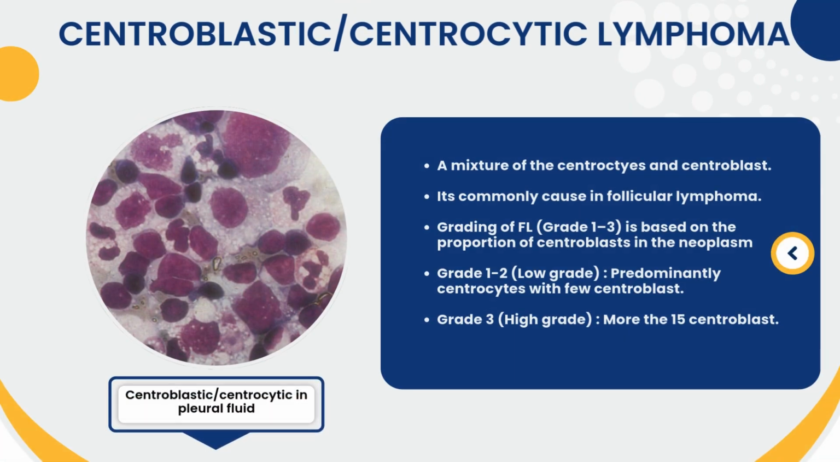Centroblastic-centrocytic lymphoma is a mixture of centrocytes and centroblasts. It is commonly caused by follicular lymphoma. Follicular lymphoma is a type of blood cancer that starts in the lymph nodes. There are 3 grades of follicular lymphoma. Grades 1 and 2 are low grades, and grade 3 is a high grade.